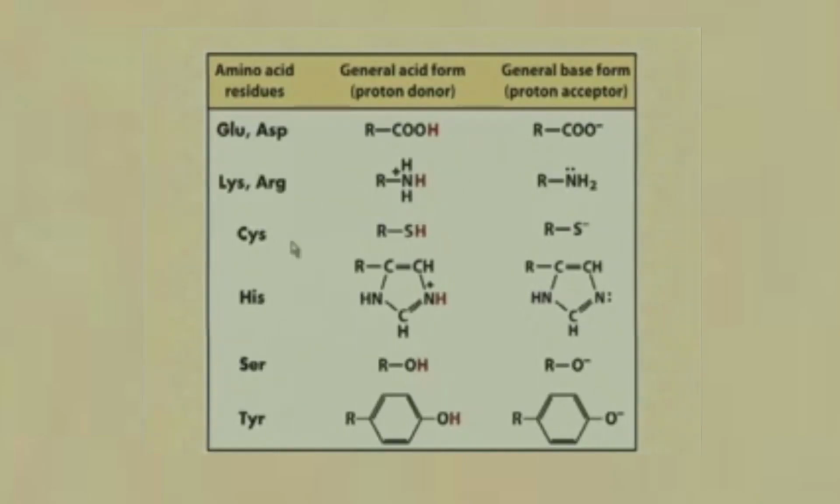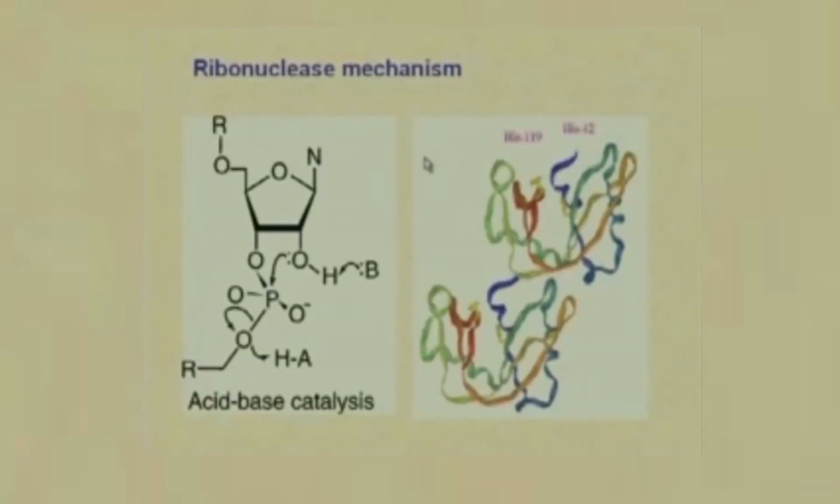The same goes for cysteine, histidine, serine and tyrosine. We'll see how most of these are involved in the enzymatic mechanisms that we're going to study today. The one that we will definitely be considering is histidine. We'll also see how serine and aspartic acid and even lysine are involved in these activities. So the first one that we're going to consider is the ribonuclease mechanism.